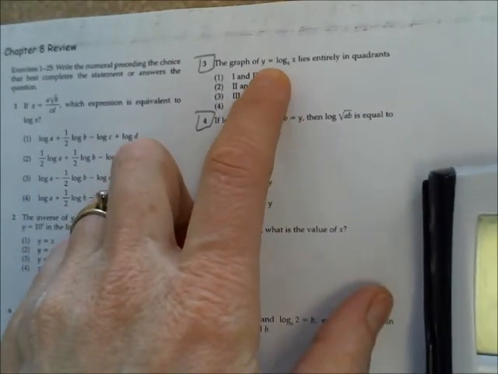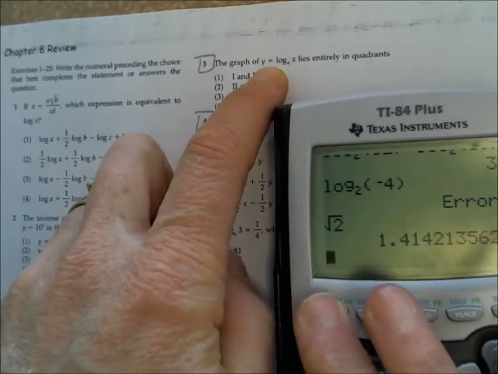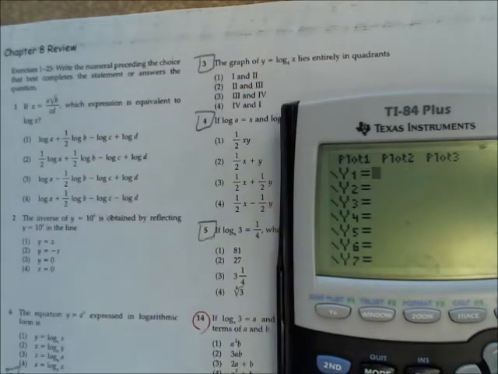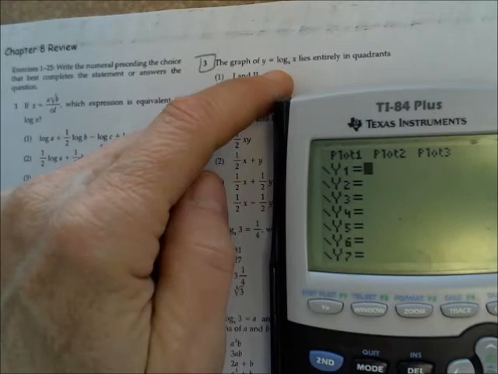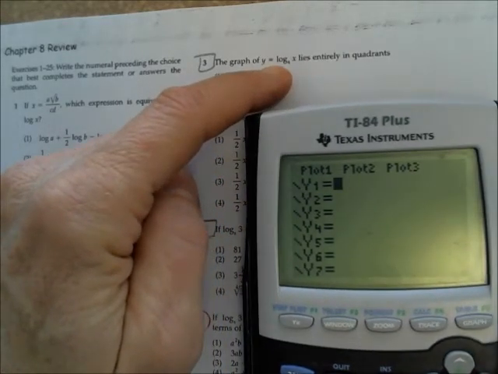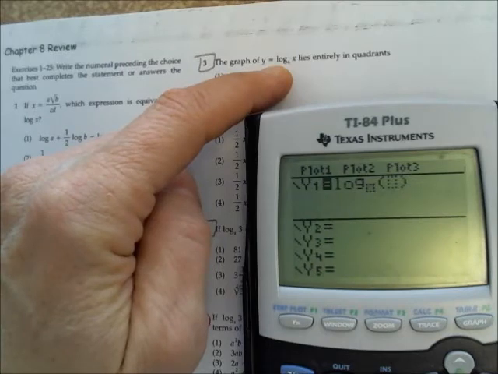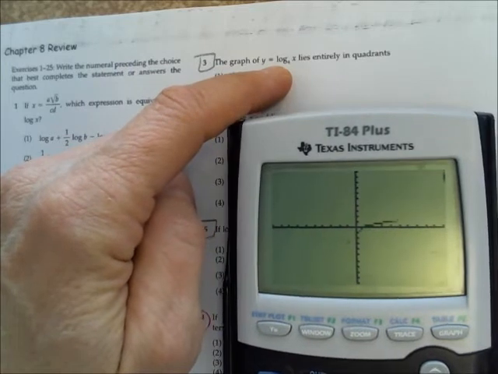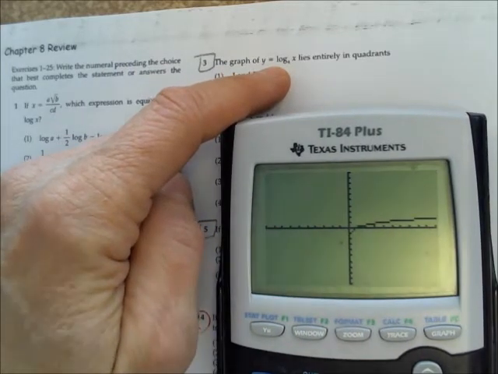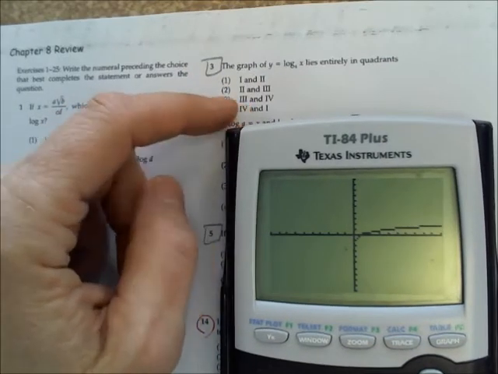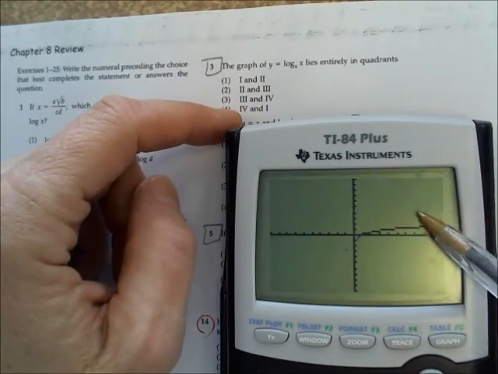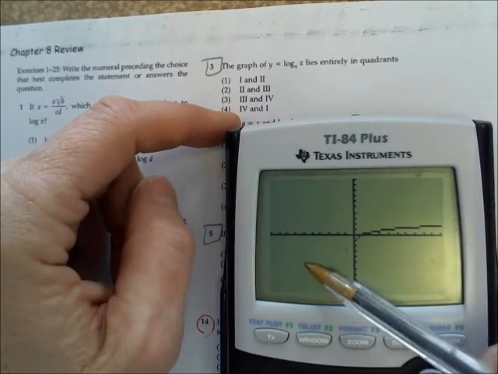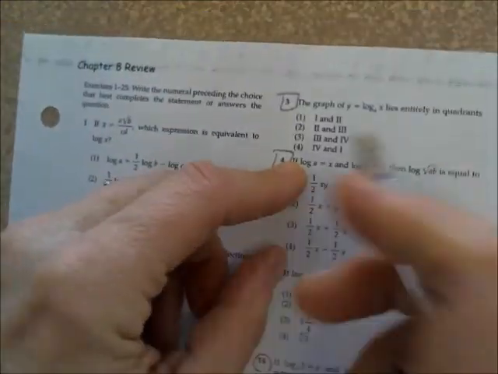Number 3, the graph of y equals log base 4 of x. Well, we did this on the first page of our Chapter 8 notes, but you can just put into y equals in your graphing calculator log base 4 of x, because the log base is alpha window, option 5, log base 4 of x. And if you take a look at that graph, that's what it looks like. And it says it lies entirely in which quadrants? Well, this is quadrant 1, and it goes down a little bit into quadrant 4 because the quadrants are numbered 1, 2, 3, and 4. So it's quadrants 4 and 1, option 4.